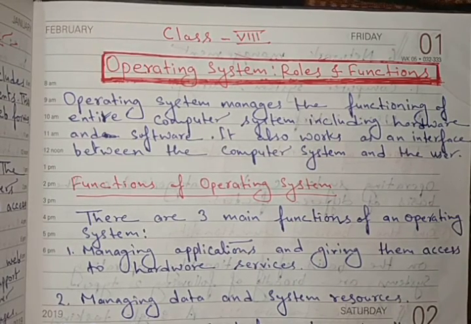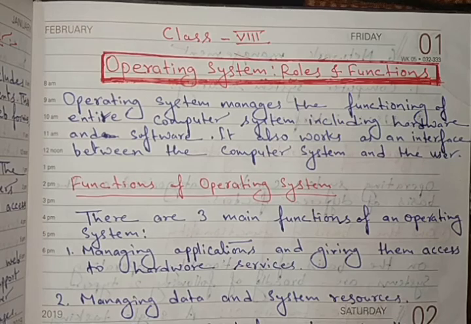The primary objective of an operating system is to make the computer system convenient to use and to utilize computer hardware in an efficient manner. The operating system performs basic tasks such as receiving input from the keyboard, processing instructions, and sending output to the screen.